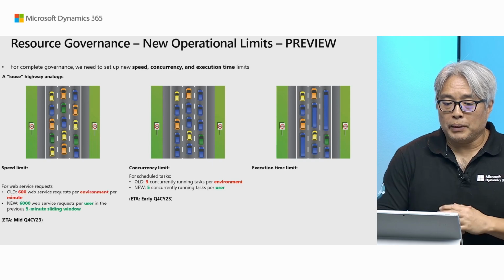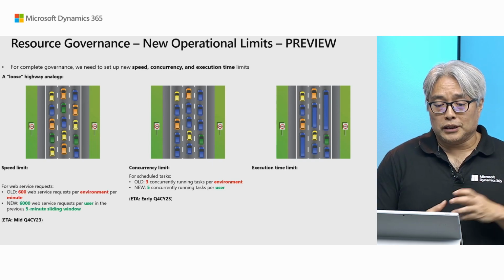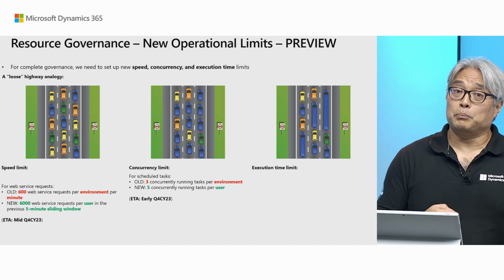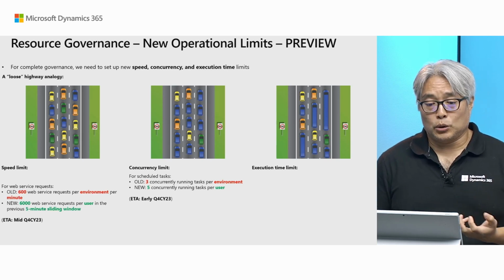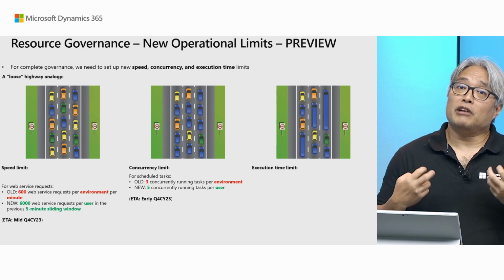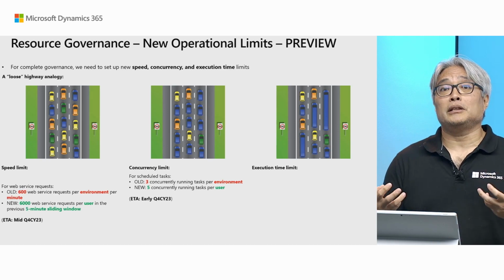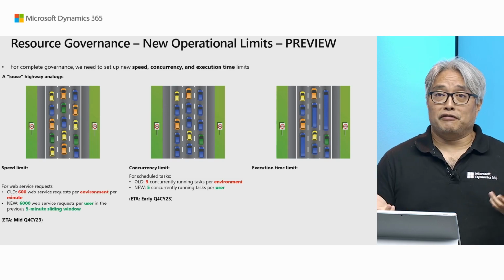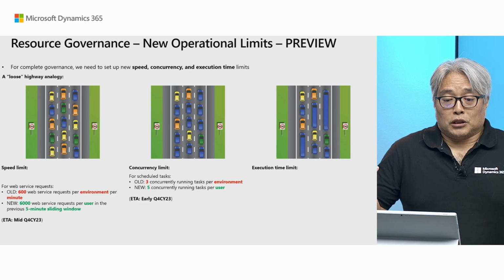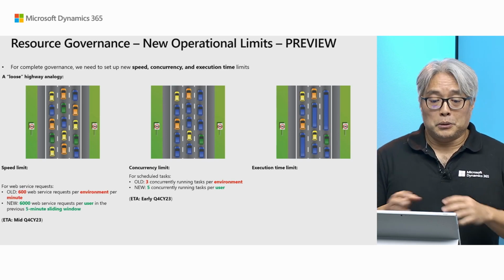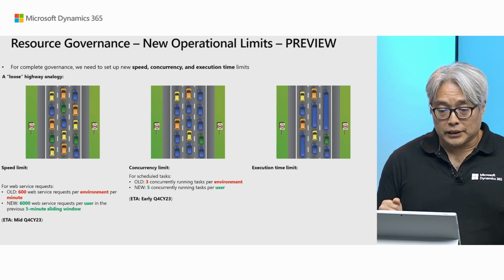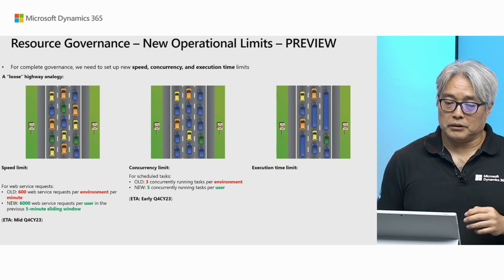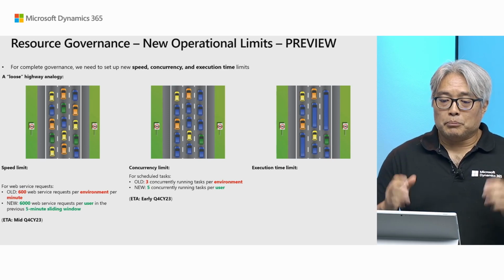The next improvement that we're planning is changing the speed limit for web service requests from the old 600 requests per environment per minute into 6,000 requests per user in the previous 5-minute sliding window. So this gives you flexibility to have a burst peak of requests. For example, if you want to have 6,000 in the first minute, you can do that, as long as you make sure that across a 5-minute sliding window, you maintain the number of requests in that period. Okay, so that is coming in mid-quarter, which is around the November, December timeline, right?